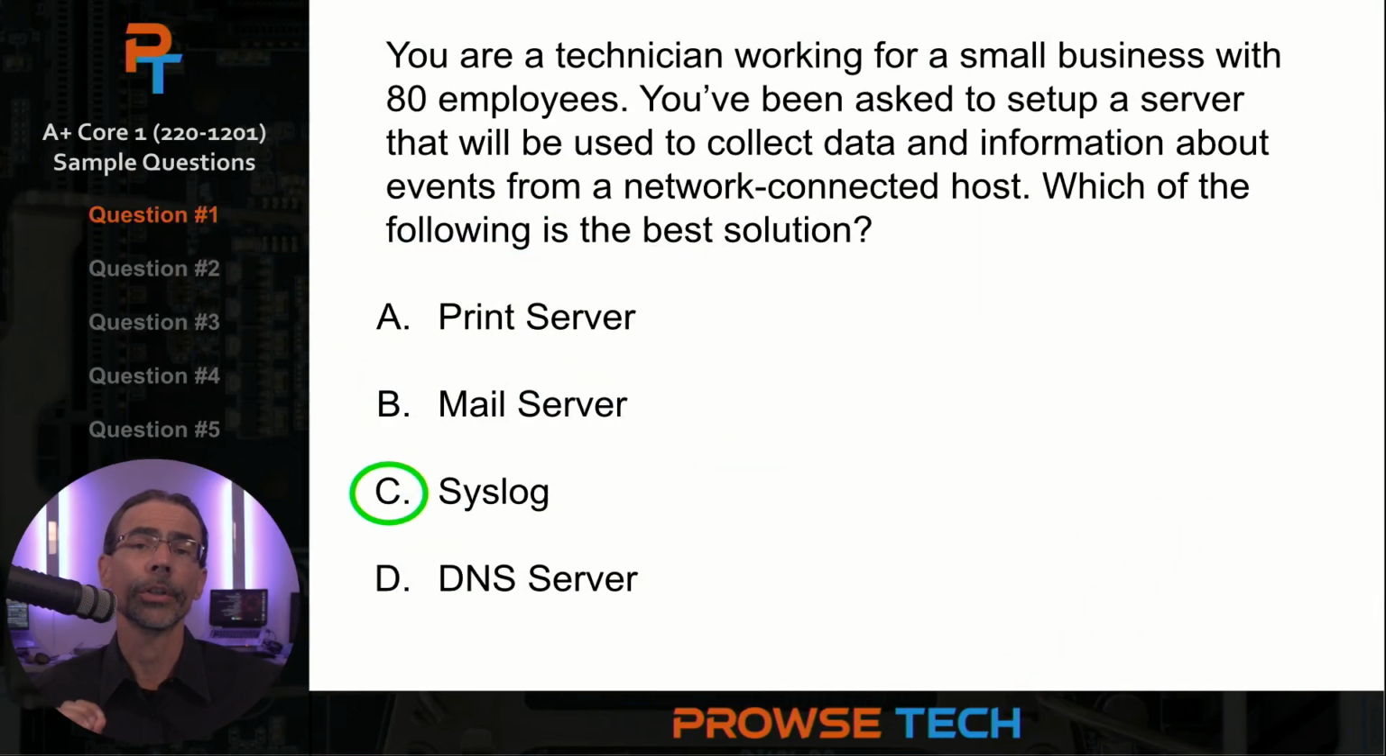Now, it's critical to know the correct answer, of course, but it's just as important to know why the incorrect answers are wrong. So let's go through those as well. Print server is incorrect. A print server deals with printing. It deals with the caching of documents. It deals with storing information for print jobs and spooling and dealing with printers and things of that nature. So that has to do with printing. It doesn't have to do with events from a network connected host. And the same goes for the mail server. That's going to deal with POP and SMTP and other protocols, the sending and the receiving of mail. And then we have the DNS server, domain name system server. That's going to take care of the resolution of domain names and host names to IP addresses. So those 3 are definitely out. The only one that really collects information and events from network connected hosts is a Syslog server.